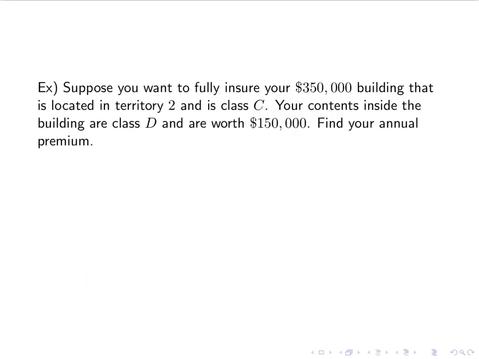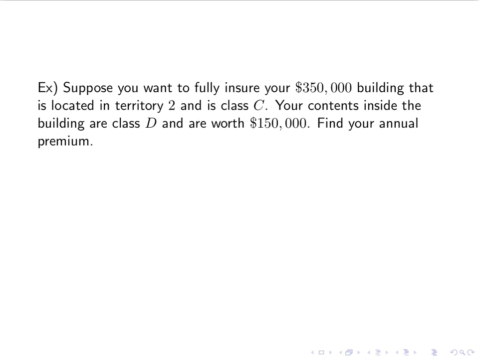For these, I want you to make sure that you have the table in front of you and that you can see the numbers that I'm getting out of this, because I can't really keep going back and forth from the table to the screen. So I'm going to assume you have the table in front of you. Suppose you want to fully insure your $350,000 building that is located in Territory 2 and is Class C. Your contents inside the building are Class D and are worth $150,000.